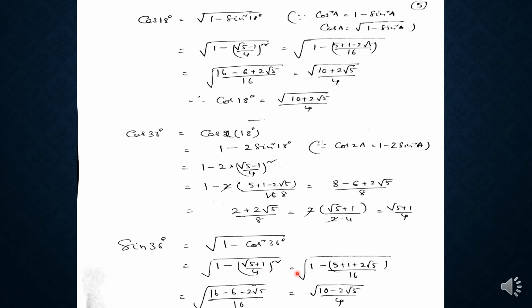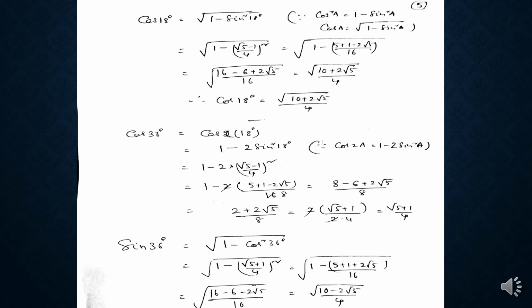So by simplifying in the a plus b whole square form, we will get 1 minus 5 plus 1 plus 2 root 5 by 4 square, that is 16. So by taking LCM here, 16 minus 6 minus 2 root 5 divided by 16, that is equal to 16 minus 6, 10, minus 2 root 5 under root, square root of 10 minus 2 root 5 by root 16, value is 4. So this is sine 36.